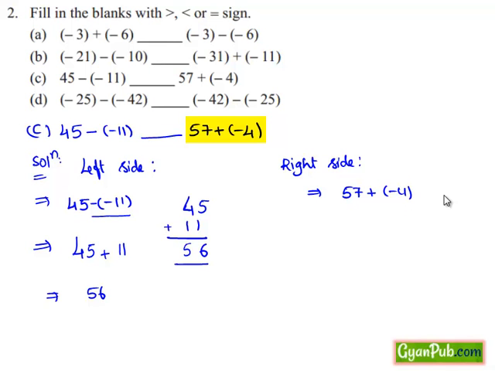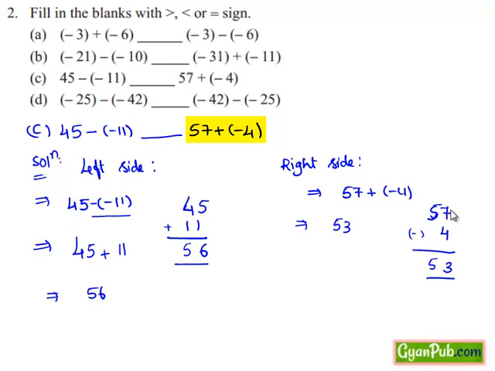So we are subtracting 4 from 57. Since 7 is greater than 4, we can subtract directly. 7 minus 4 is 3. Write it as same 5. We get 53. This 53 takes the sign of bigger integer.